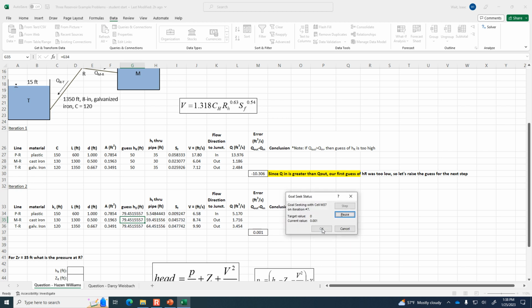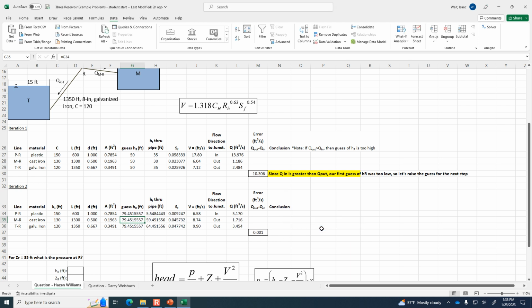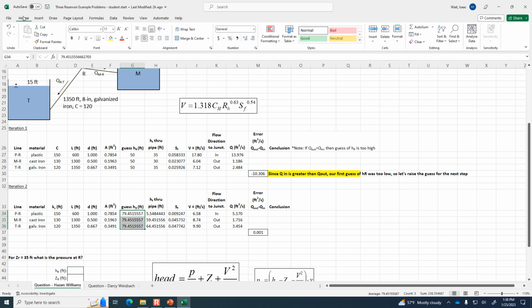And OK. Very quickly it finds that the amount of head at junction D, which causes a balance of the inflow and the outflow, is 79.452 feet. Okay. So any questions? Well, let me ask you a question.